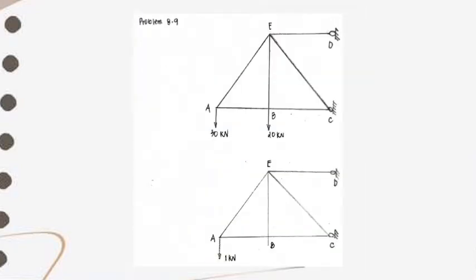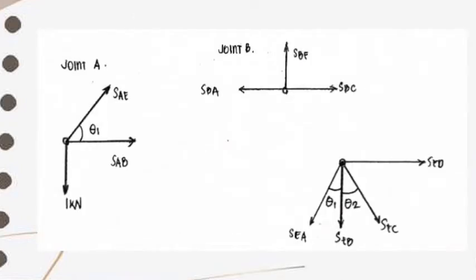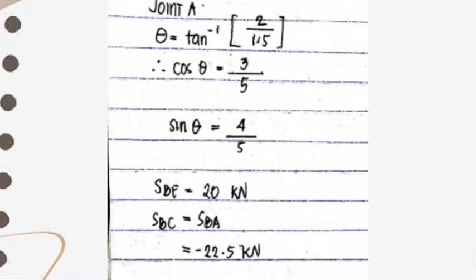For problem 8.9, as we can see, the FBD. So solution. Joint A, theta is equal to tan inverse of 2 over 1.5. Therefore, the cos theta is equal to 3 over 5. Sin theta is equal to 4 over 5. So, SBE is equal to 20 kN. SBC is equal to SBA. So, it is equal to negative 22.5 kN.